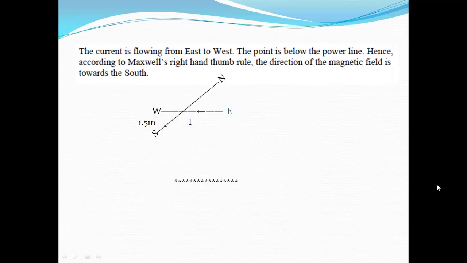What about the direction? Here we have the current flowing from east to west. And the point under consideration is 1.5 meters below the power line. So when you apply Maxwell's right-hand thumb rule, the direction of magnetic field will be towards the south. So below, where is it pointing? It is pointing below, so then it will be south direction.